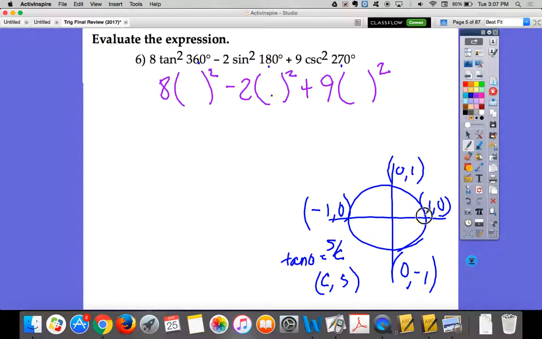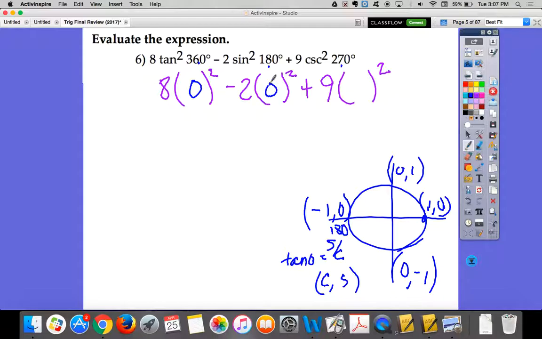So 360 degrees is right down here. Tangent is going to be sine over cosine, so back number over front number is 0 over 1, which is 0. Okay, sine of 180. 180 is over here on the left. Sine is the back number, which is 0.